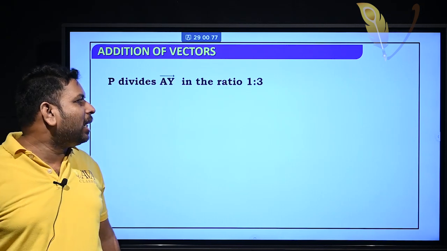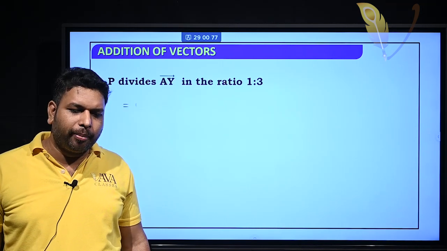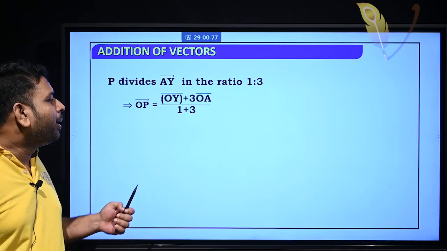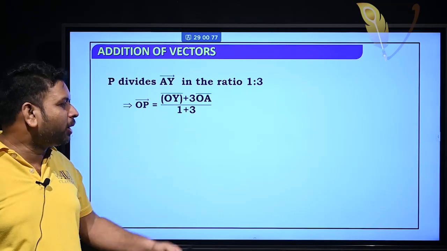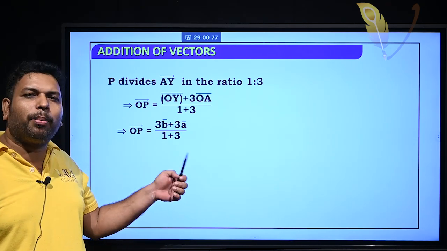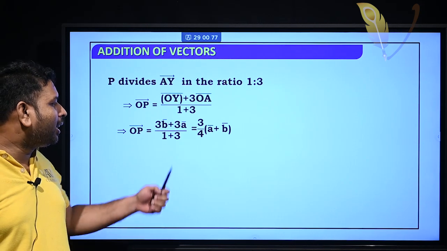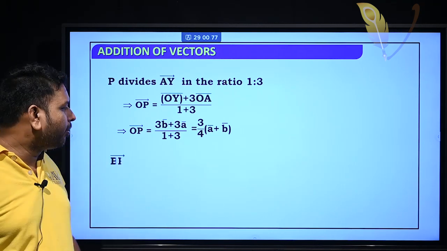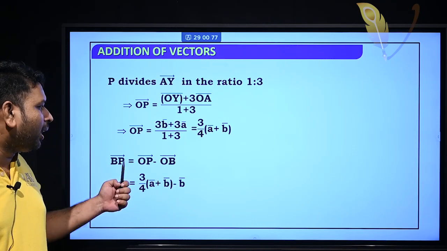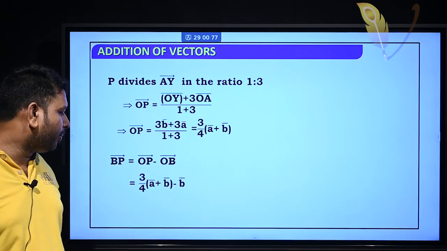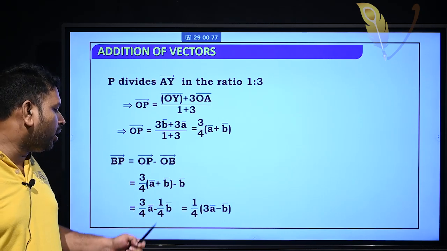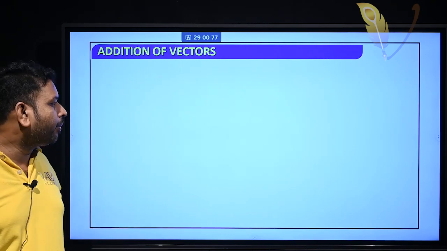So P divides AY in the ratio 1:3, that implies OP equals (OY plus 3 OA) by (1 plus 3). That implies OP equals (3b plus 3a) by (1 plus 3), that is 3 by 4 into (a plus b). So BP equals OP minus OB, so 3 by 4 into (a plus b) minus b. So 3 by 4 a minus 1 by 4 b. So it is 1 by 4 into (3a minus b).